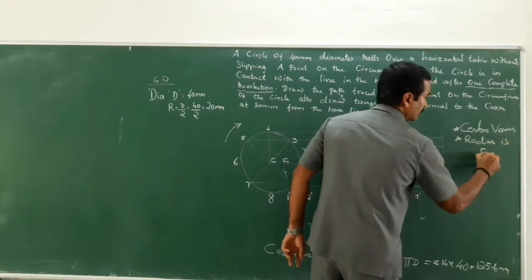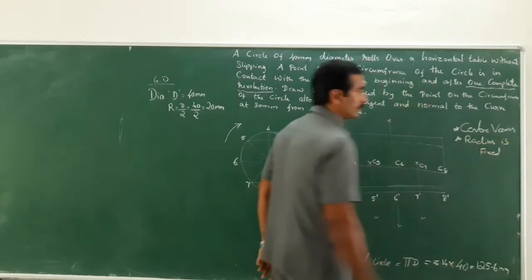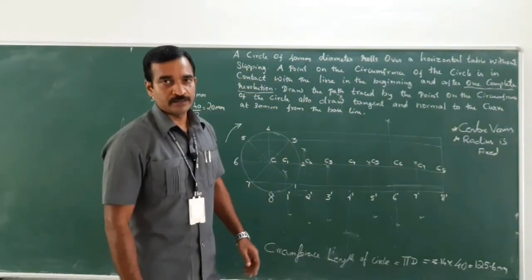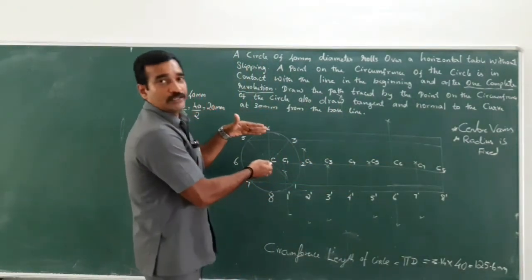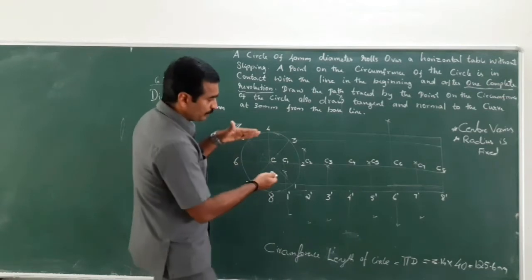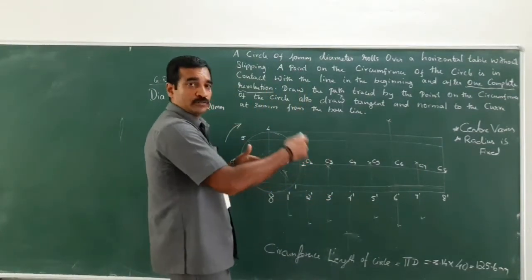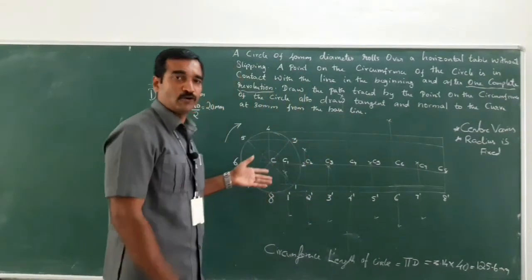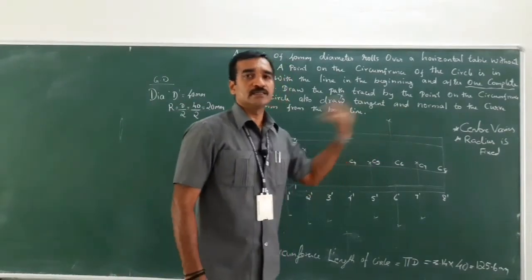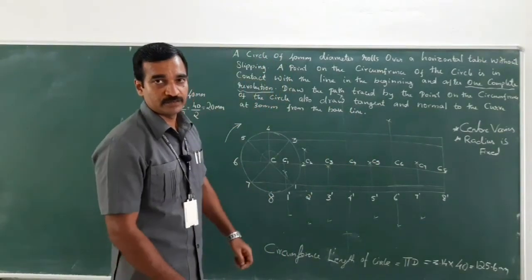Radius is fixed or constant. Why is the radius constant? Because this particular rolling circle, or the generating circle, is rolling to complete one revolution. Therefore, the radius doesn't vary or change, right?